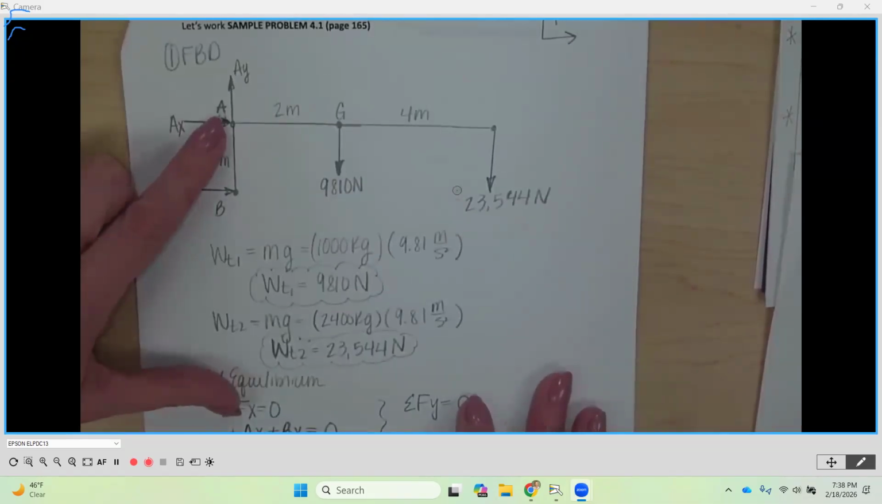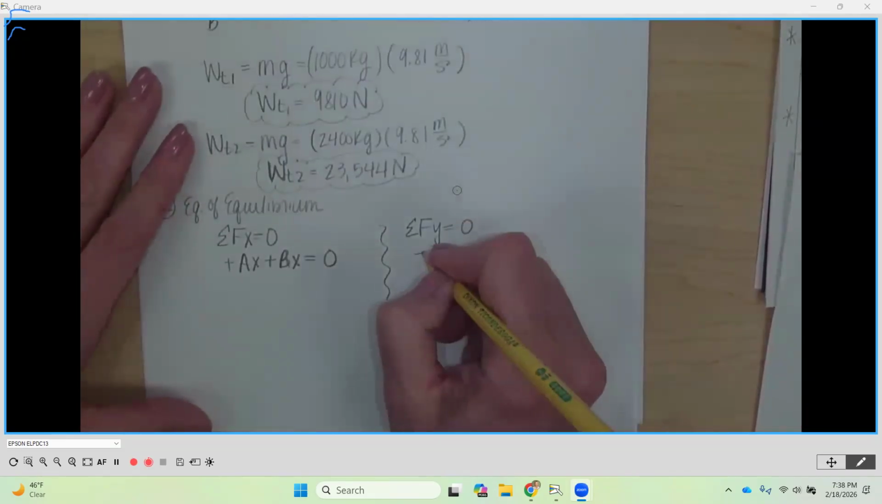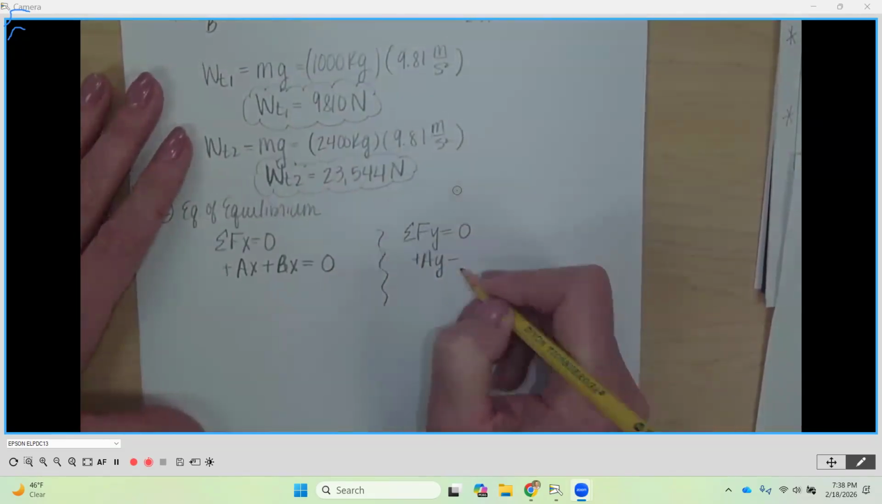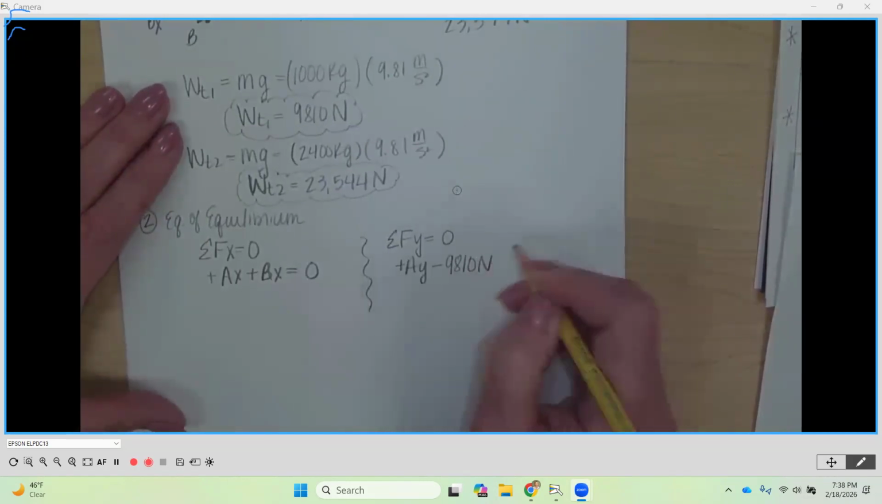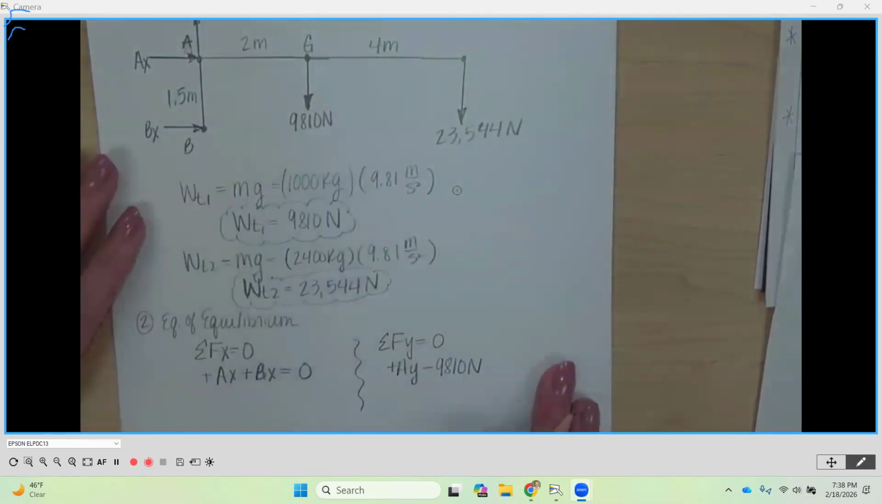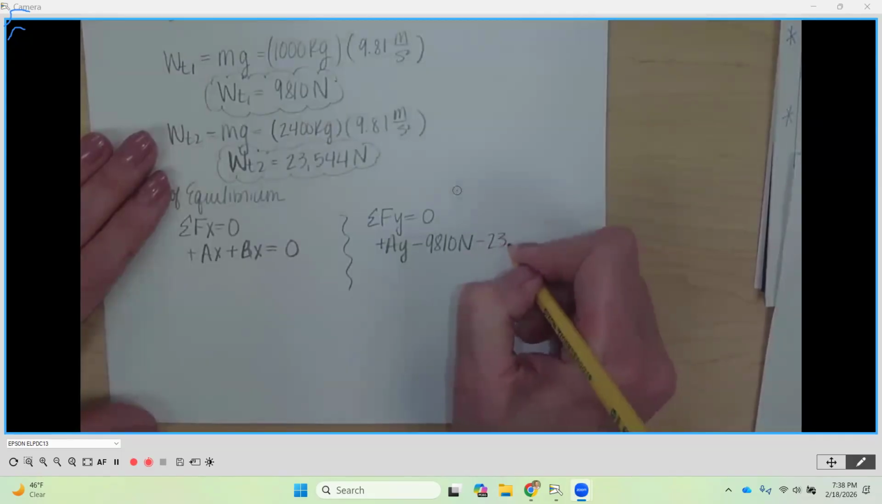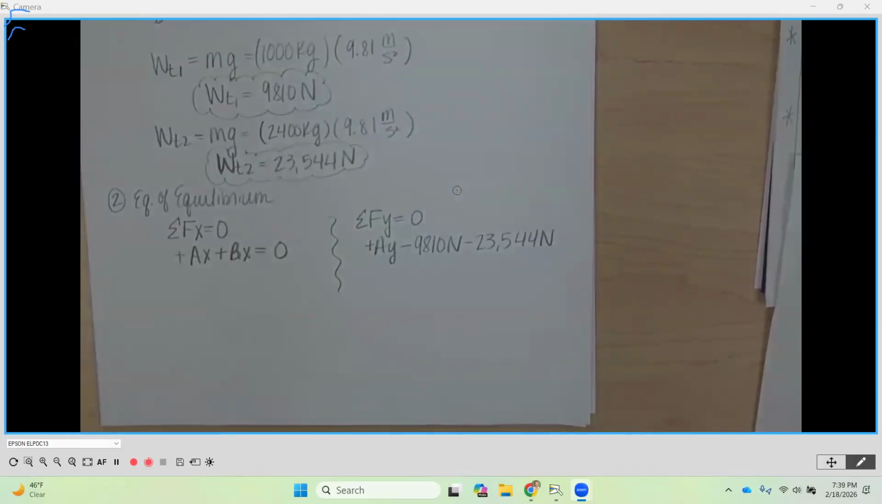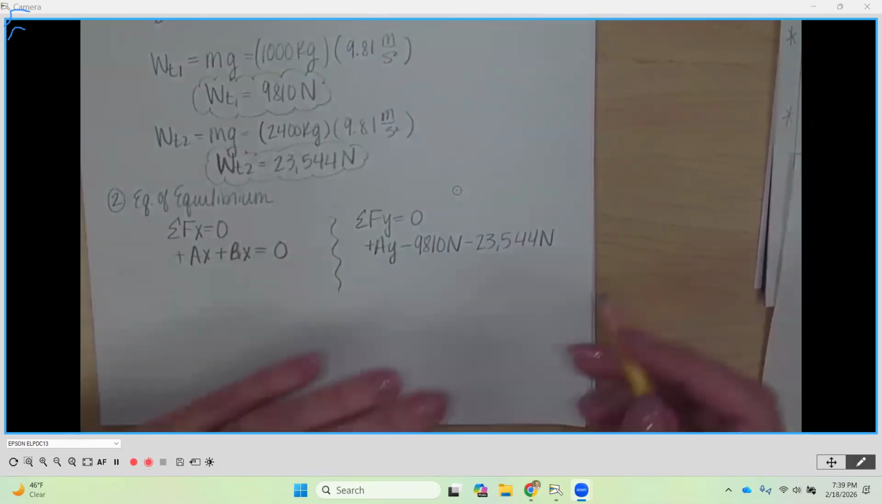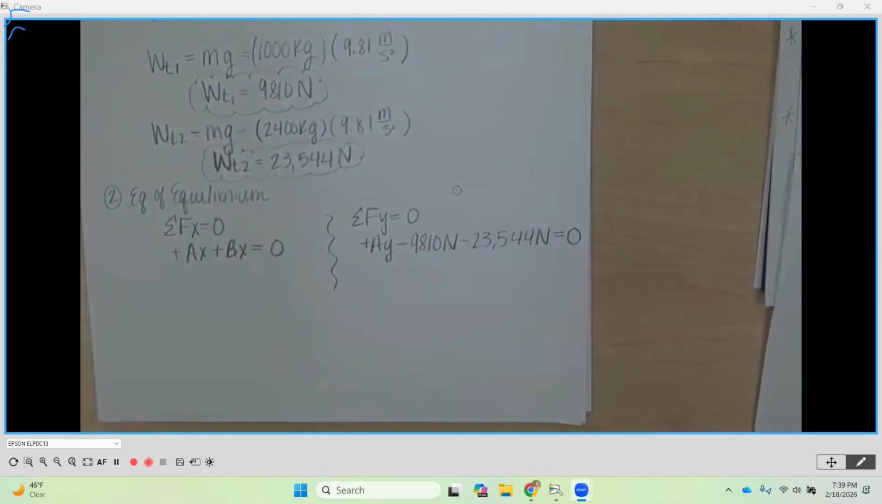So looking at the y, I've got a positive y, right? Positive Ay. I've got a negative 9,810 newtons, and I've got a negative 23,544 newtons. Am I ready to add those together and combine them? Nope, I am not. What am I missing on that line? Equal to 0. I cannot emphasize that enough. Equal to 0. All right, now I have an equation, right?